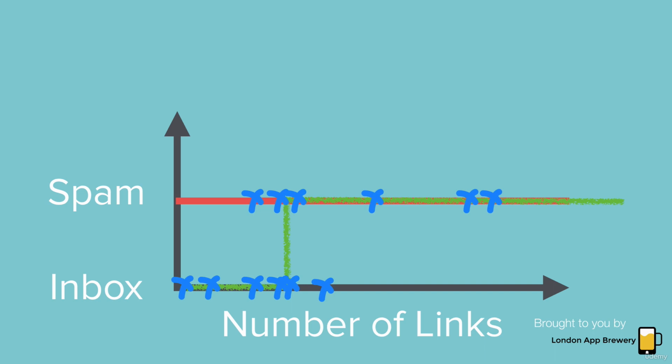So it evaluates a whole bunch of these features within the email, and it has different weightings towards each of these features. And using all of that, it's able to decide whether an email should be going to spam or going into the inbox, and it learns continuously over time.